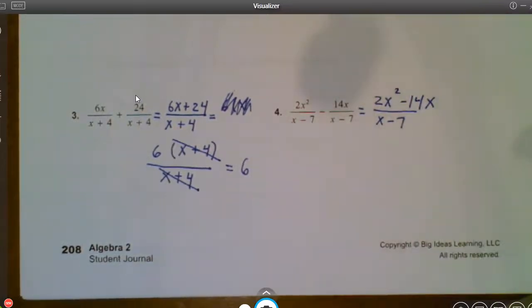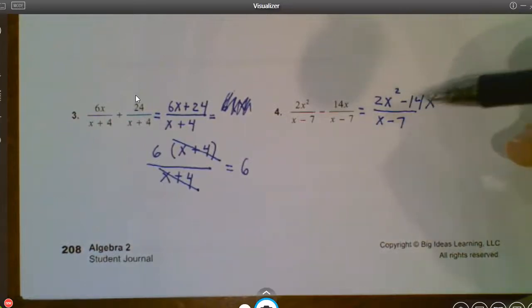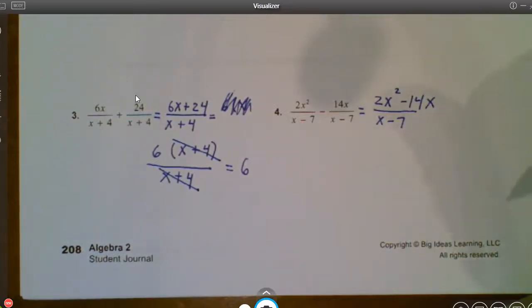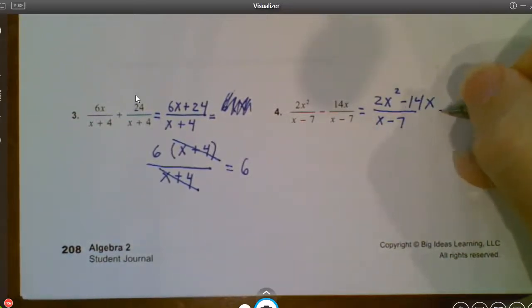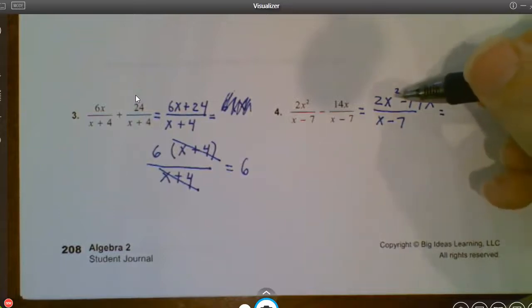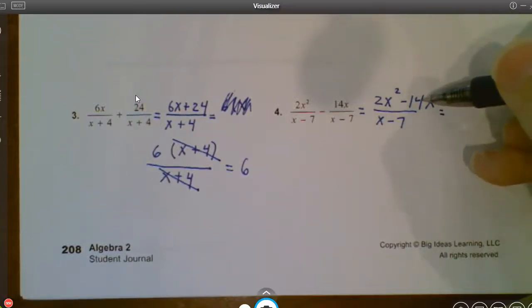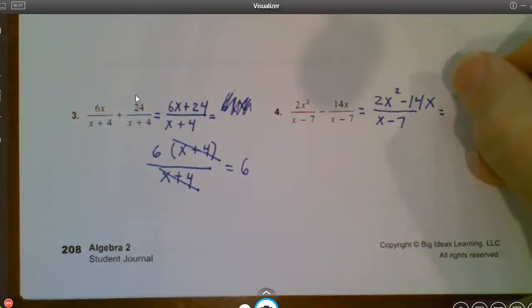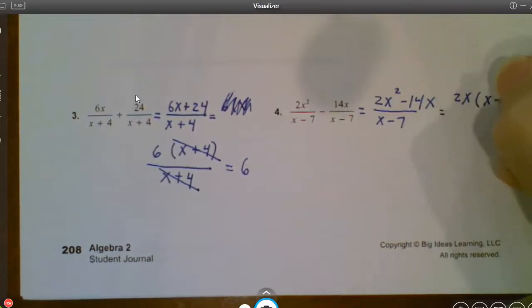So it looks like this. And again, I need to put this in factored form in order to see what can simplify here. So on top, remember we always start by looking for a greatest common factor. So I'm going to take out 2x. And that leaves me with x minus 7. On bottom I have x minus 7.